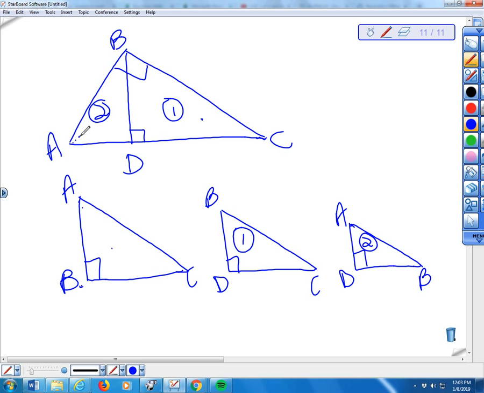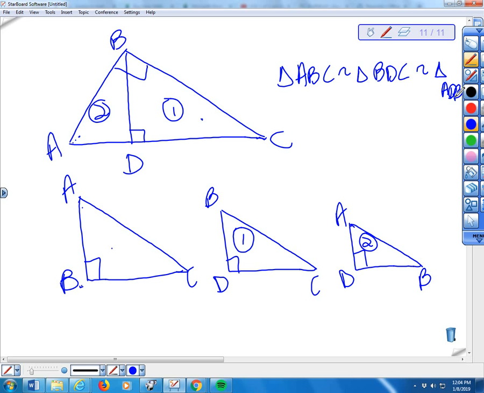So now I can write the similarity statement. Triangle ABC is similar to triangle DBC is similar to triangle BDC. I have to do it in the right order. Triangle ADB. Now I have my similarity statement. Once I have my similarity statement, I can create proportions to figure out missing parts.